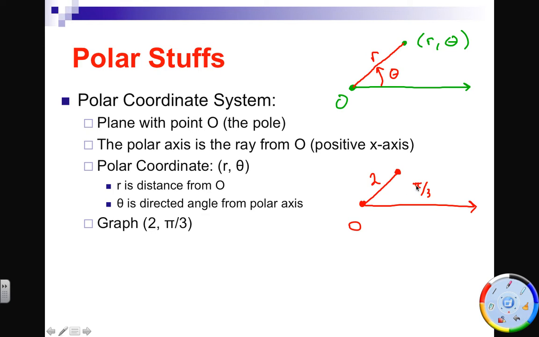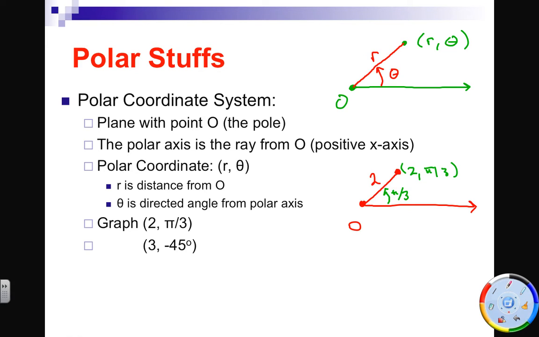You just label that in there lightly, going, okay, this is 2, this is pi thirds, and that's your point right here. This is the point 2 comma pi thirds.